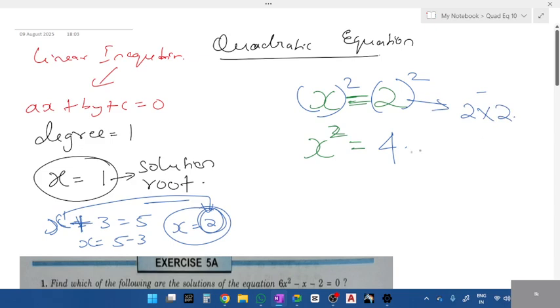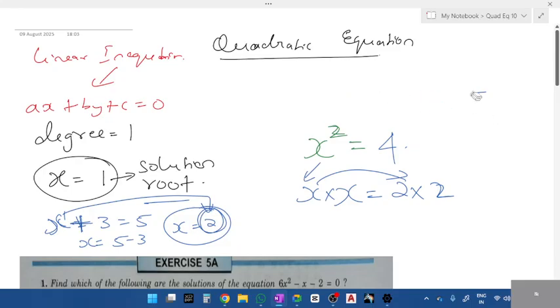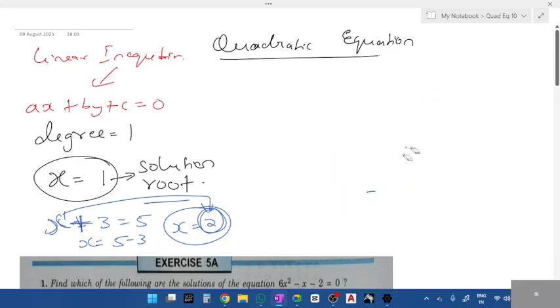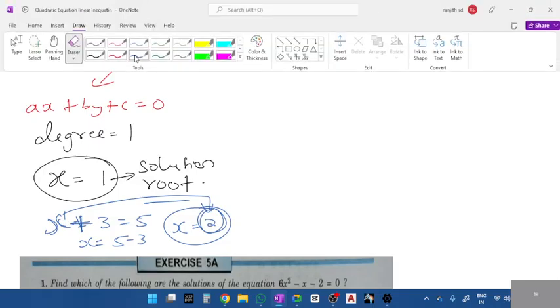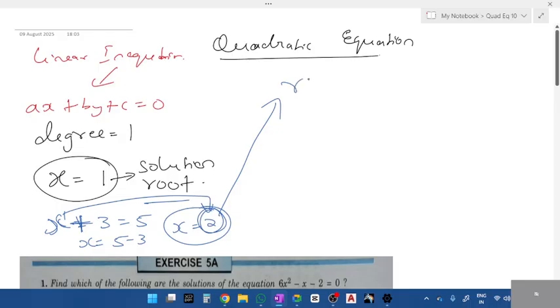Twice, right? So therefore, whenever x is multiplied twice, the other side also has two values. So we have 2 twice. So degree 2 means you'll have two answers. This answer we call a root. The other word given is root or solution. The answer, whatever we get, we call this a root or solution.